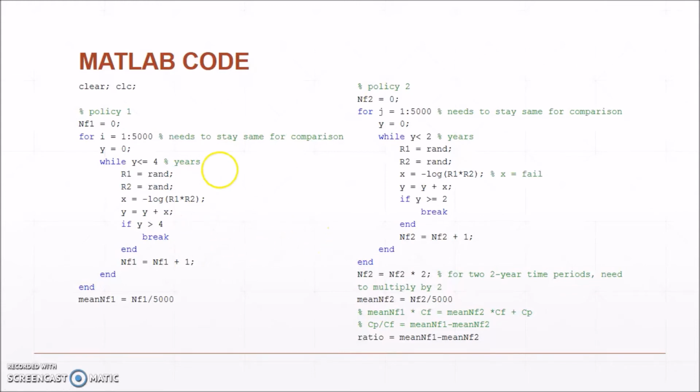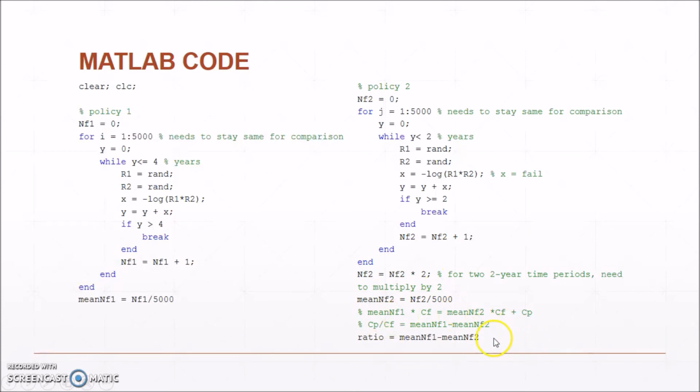Then we run those through and simulate with 5,000 iterations, looking at the number of failures in both policies. After the first one, we get the mean of those failures by dividing the number of failures for the first policy by the iterations. In the second one, we do the same thing, just comparing it to 2 years. For that mean, we have to multiply by 2 because we're looking at 2 separate time periods, so we do that before we get the mean.